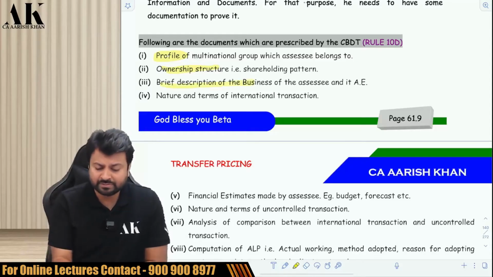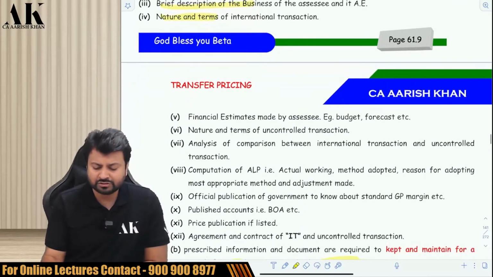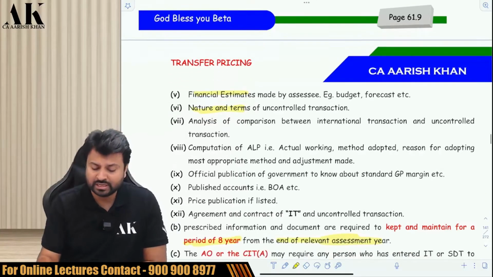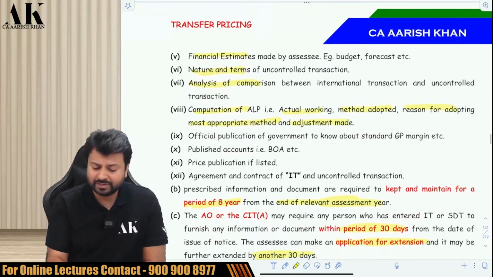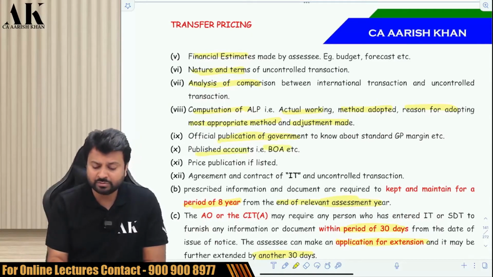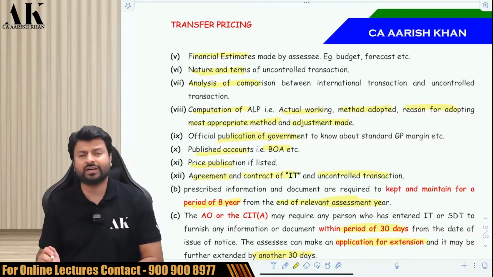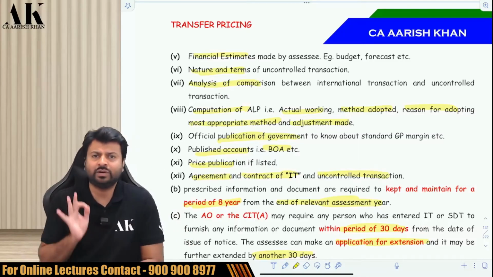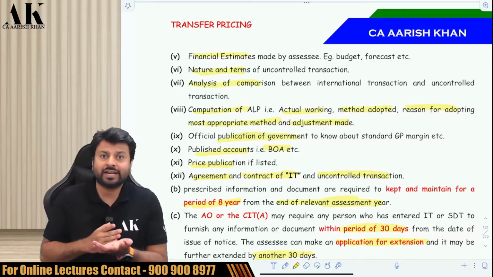Okay, a brief description of the business, the nature and terms of transactions, financial estimates like budgets, ratio analysis, etc. We also want the nature and terms of uncontrolled transactions, that is the transaction with which you are comparing your transaction, analysis of the comparison, computation of arm's length price, actual working method, reason for adopting the most appropriate method, adjustments made, etc. Official publications, like from where you have got the data, whether the data is correct or reliable or not, published accounts, that is your books of accounts, price publications from BSE and NSE, agreements and contracts of the international transaction and uncontrolled transaction. These are the documents which are mandatorily to be maintained by every assessee who is entering into an international transaction or specified domestic transaction of more than 1 crore rupees.